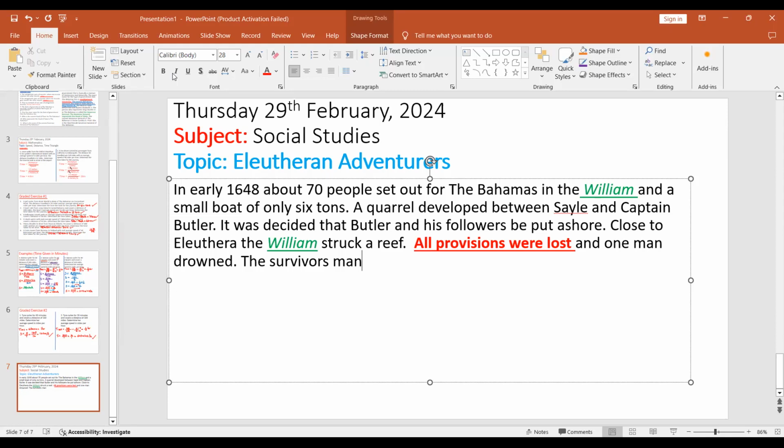Well, they lost both. They didn't have a place to live and they didn't have food to eat. Fortunately though, they found refuge in a cave. Anyone know the name of this cave? Preacher's Cave. Very good. So the survivors managed to struggle ashore.